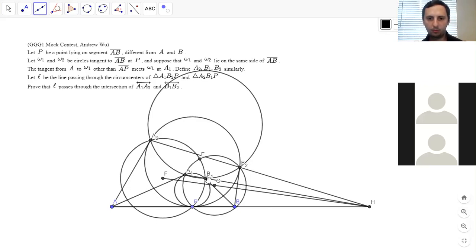Yeah, so that makes sense. So A1B1 and A2B2 have to concur at H, and then you could use power of a point to show that A2, A1, B1, B2 is cyclic. That makes sense. All right.